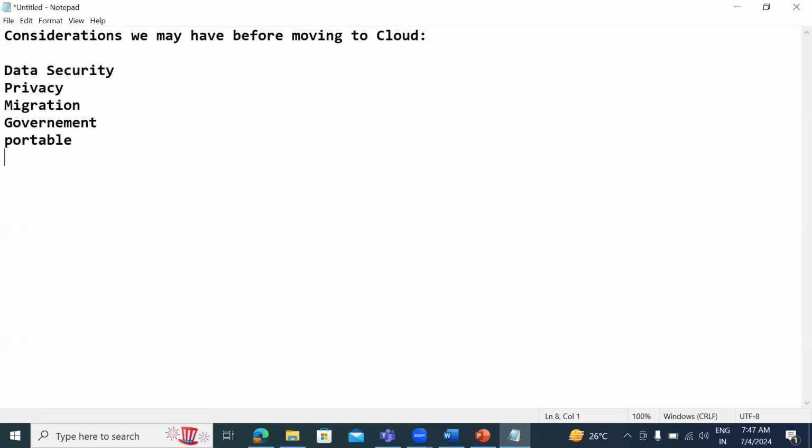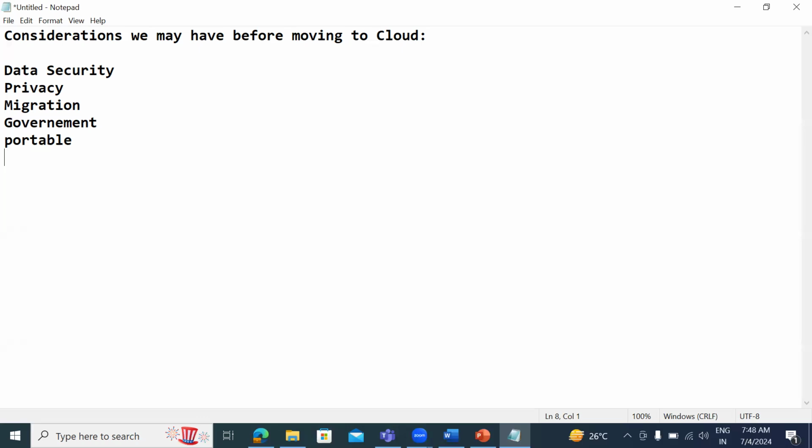1 or 2% of the people maybe want to come back also, whether that is possible or not. Okay, so these are the constraints we have before moving our applications into cloud. For the startups or for new companies, no problems because everything they will set up from scratch itself.